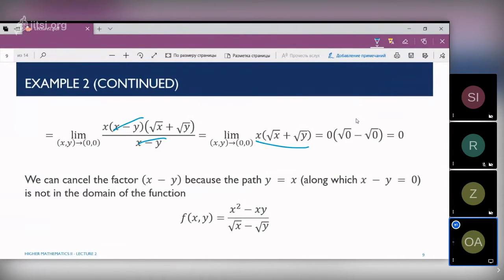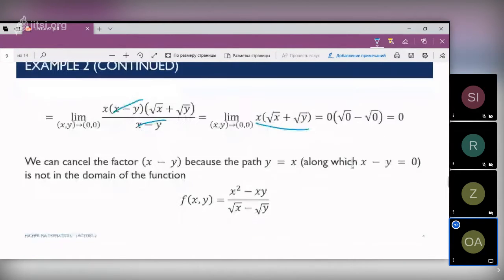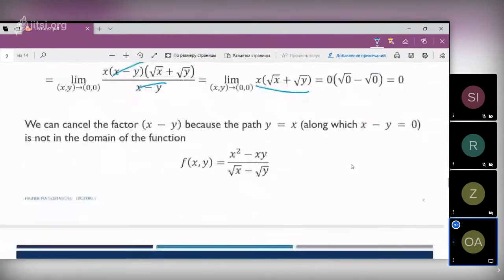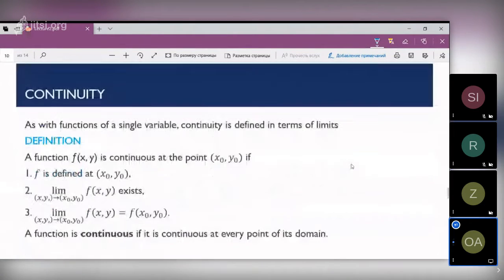We can cancel the factor x minus y because at y equals x, where x minus y is 0, it is not in the domain of the function. If it were in the domain of the function, we couldn't cancel because of the 0. It's not in the domain, so it's fine to cancel this expression. As I said before, it's similar to the functions of a single variable when calculating their limits.